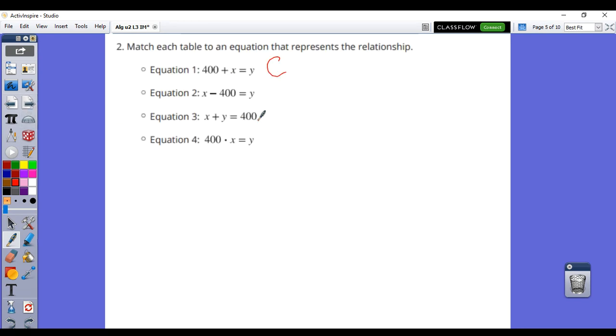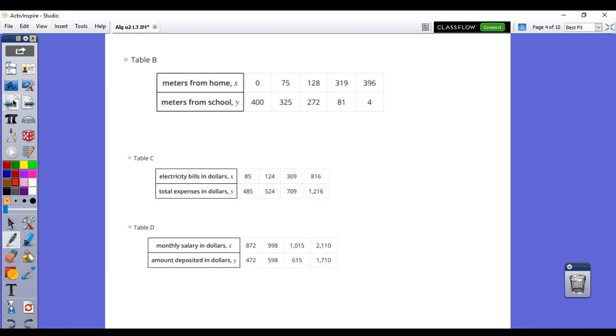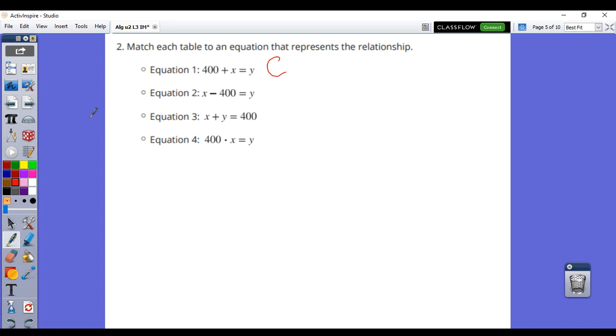The X and the Y add up to 400. That would be table B. And then the multiplying, that was the one, table A.